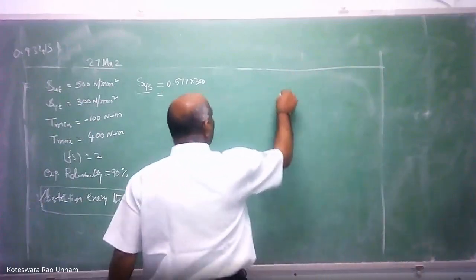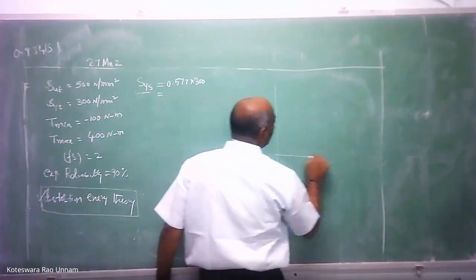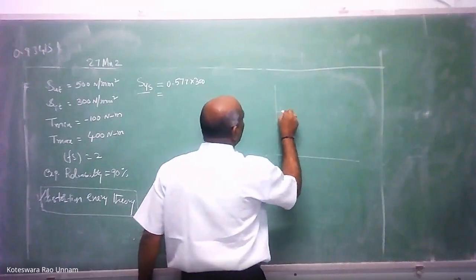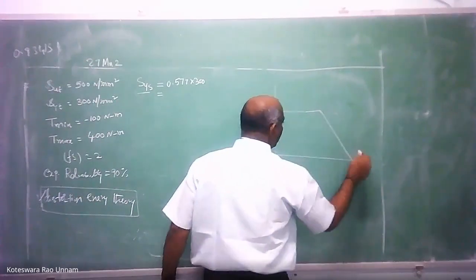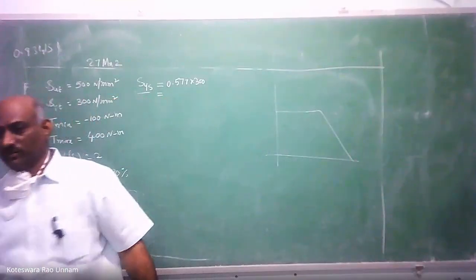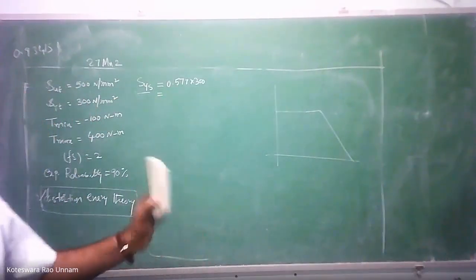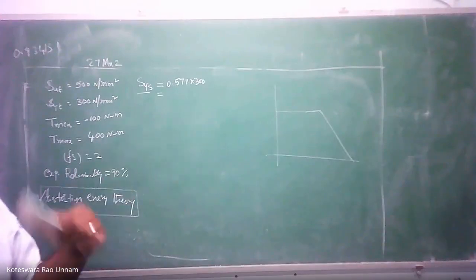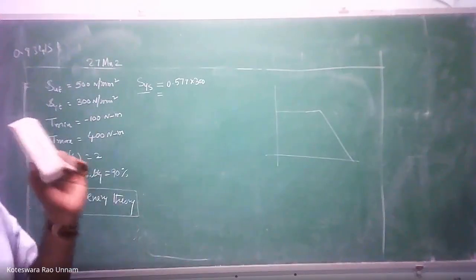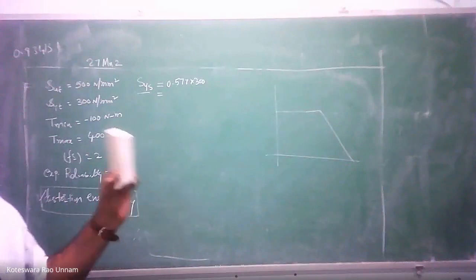So in case of torsional shear stress, what is your modified Goodman diagram? Your modified Goodman diagram will look like this. It is not the same as for axial and bending loads. It is different from bending stress or normal stress. If you take the normal stress, the modified Goodman diagram is different. For shear stress, it is different.